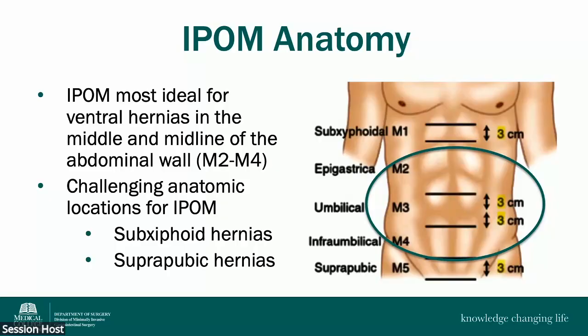So it's important to always have all of these tools in your toolbox and know, is this person even a good candidate for an IPOM repair? And really between the M2 and the M4 categories is when you need to focus on that. The two primary challenging anatomic locations in the midline for performing an IPOM are the subxiphoid hernias and the suprapubic hernias. So I'll talk a bit about that.